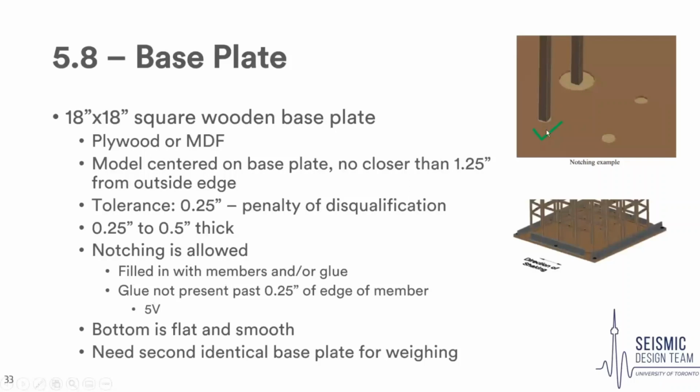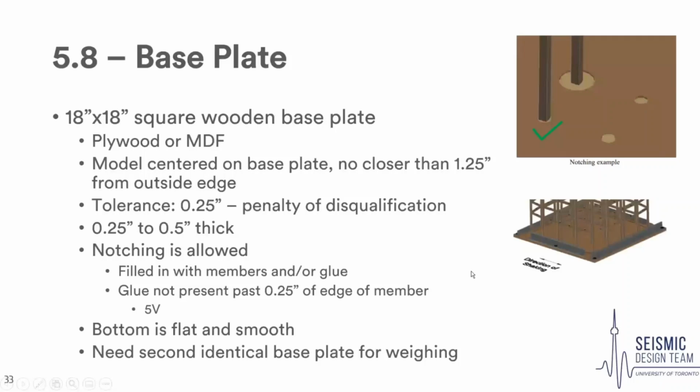So this one on the bottom left is fine. It's fully filled in with glue and it's not past 1/4 inch. This one is not fine, because you have glue past 1/4 inch from the edge of the member, so that's 5 Vs. And these two are not fine because their glue is past 0.25 inches of the edge of a member. It's not near any member, so those are both 5. This one is 5 Vs, and I believe this one is 10 Vs because you can see it is not filled to the top with glue.